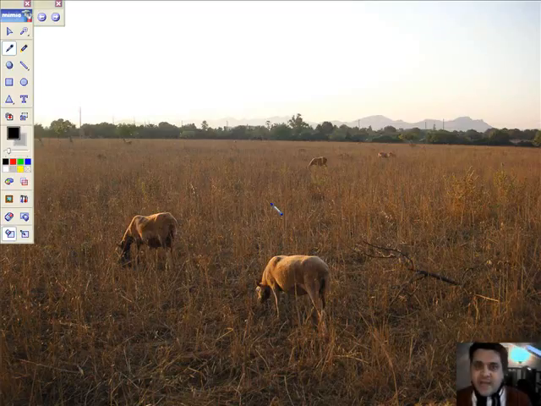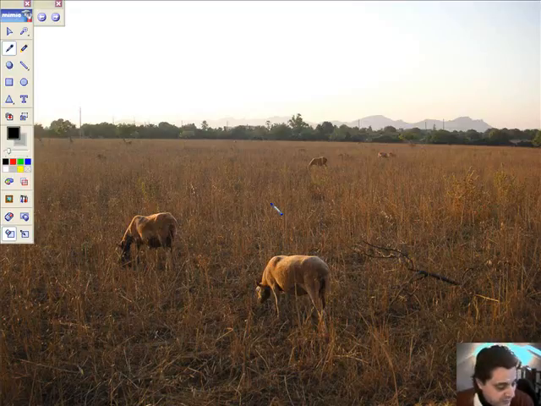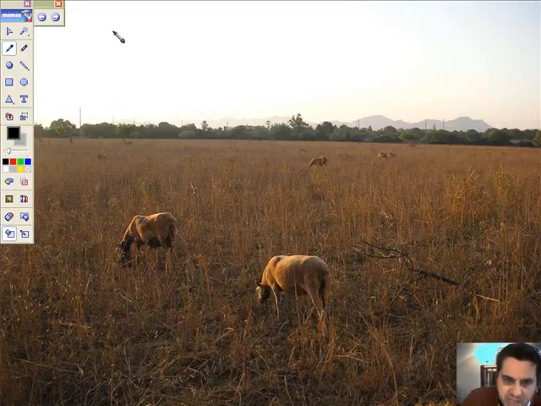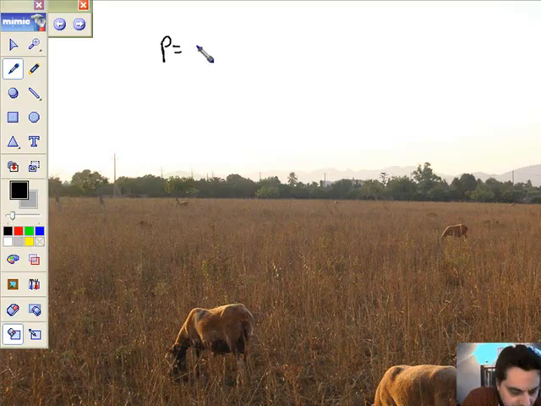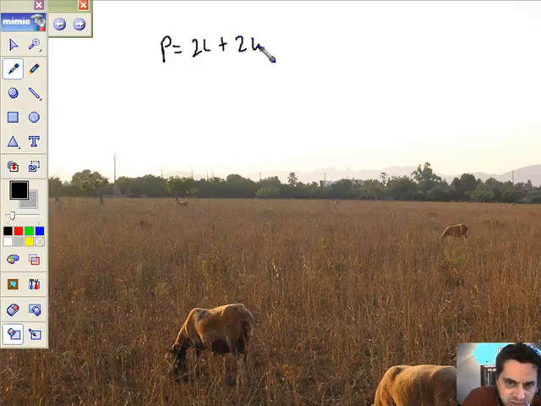Chapter 11, the assess, page 142, 143. I won't do anything from page 142, a little bit basic and boring. I will go straight to question 6. It says here that John uses the formula P equals 2L plus 2W to find the perimeter of rectangles.